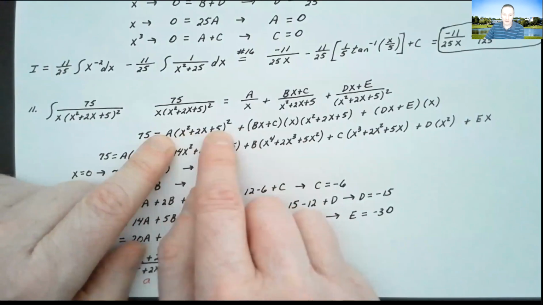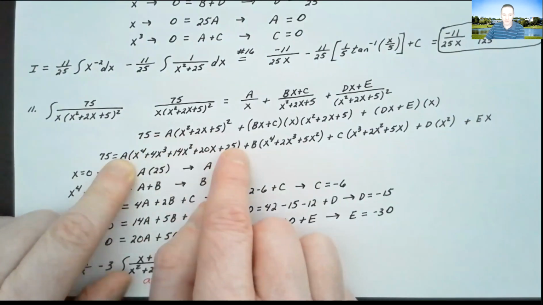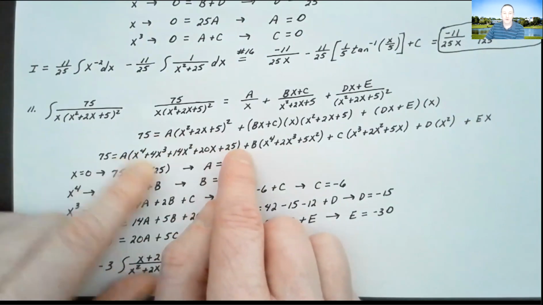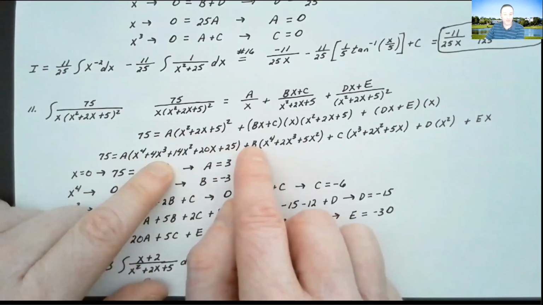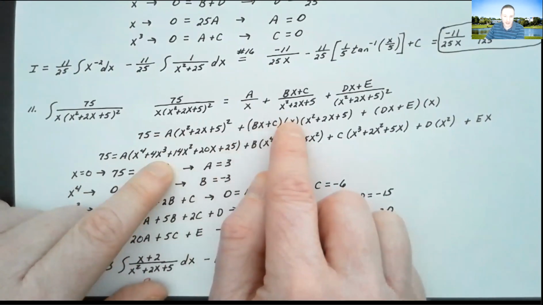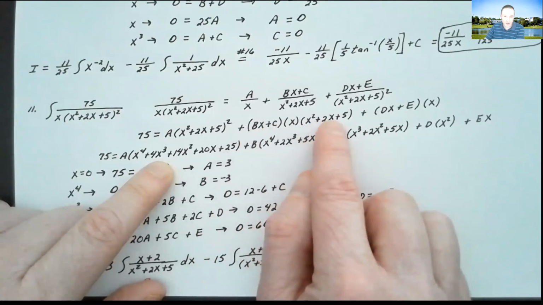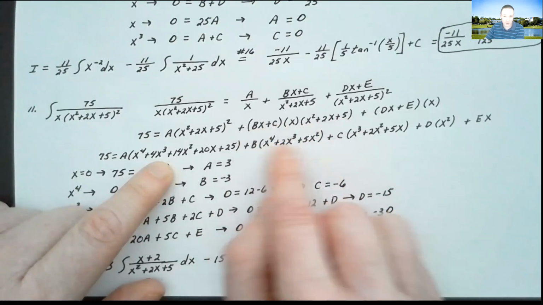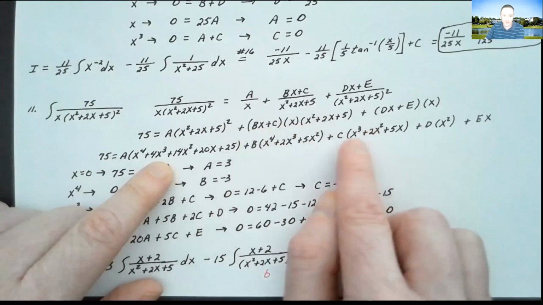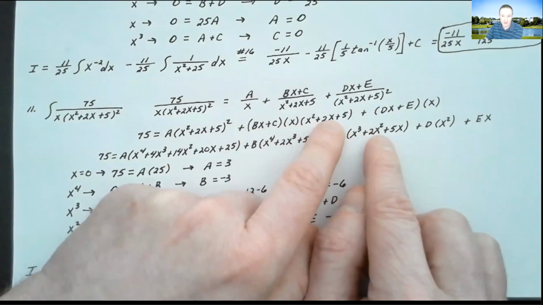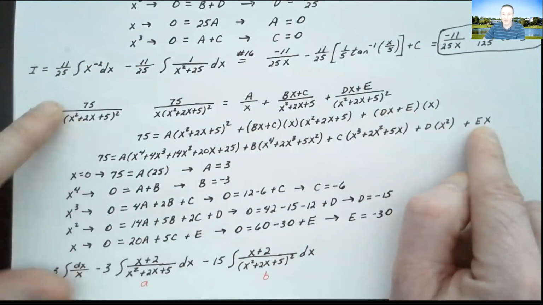When I multiplied that trinomial by itself and simplified, I got A times this expression. So I have 75 is equal to A times x to the 4th plus 4x cubed plus 14x squared plus 20x plus 25. Now I needed to see what B is in front of. Notice you have a Bx times x times the irreducible quadratic. So that means B is going to be multiplied by every term in here times x squared. That's precisely what I did. And C is multiplied by x in this group, so it's multiplied by that group times x. So I get C times x cubed plus 2x squared plus 5x. D is going to be multiplied by x squared, and E is only multiplied by x.